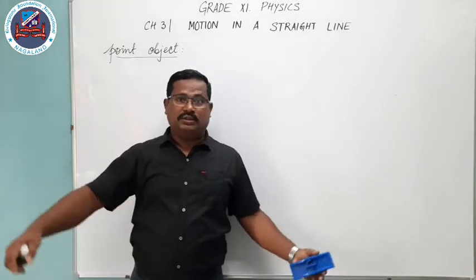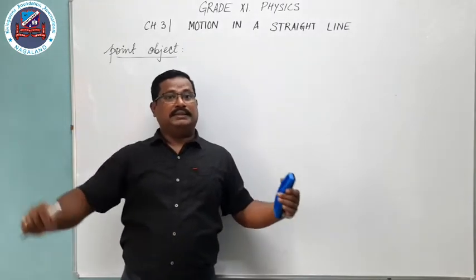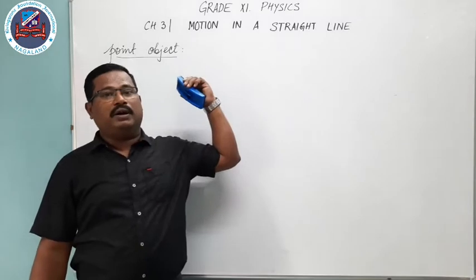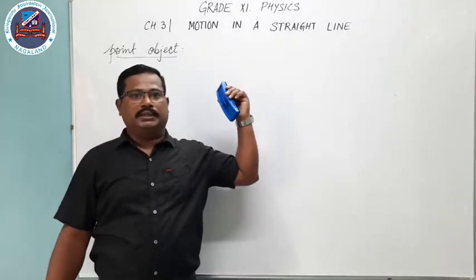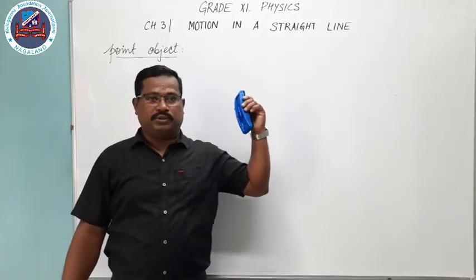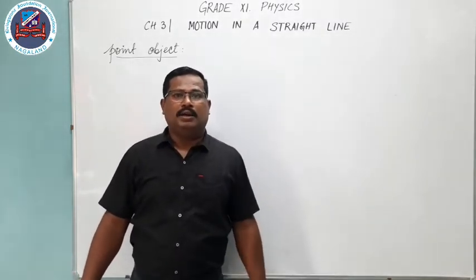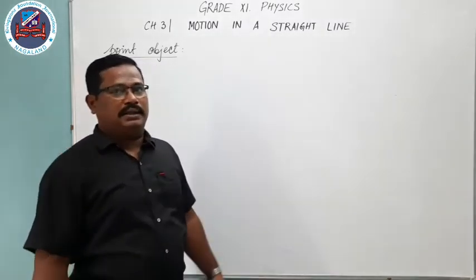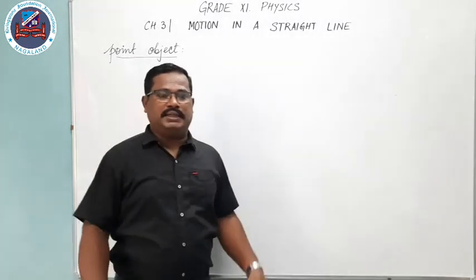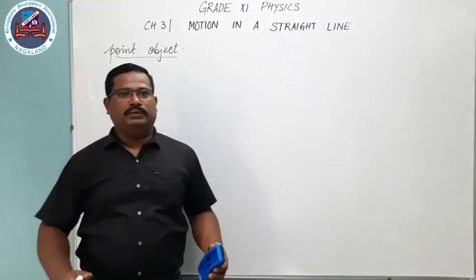We know that the train is not that very short, but the distance it's going to travel is very, very far, more than 1000 kilometers. So compared to the size of the train, the distance is more. That's why the train can be considered as a point object. Our earth, as you all know, is not a small size. It is very big, we know.